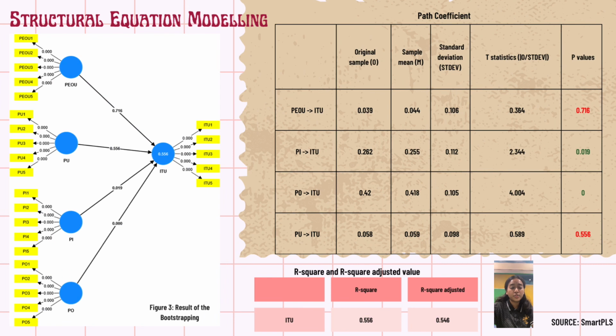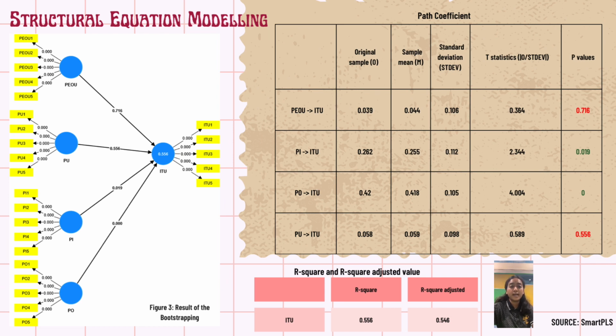Figure 3 shows the result of the bootstrapping. As we can see in the path coefficient table, perceived innovativeness PI and perceived optimism PO significantly affect the intention to use AI on education among public university students. This is because the p-value is less than 0.05. However, perceived ease of use POU and perceived usefulness PU do not significantly affect the intention to use AI on education among public university students, as the p-value for both is more than 0.05.